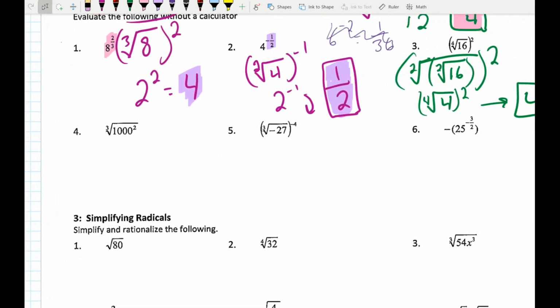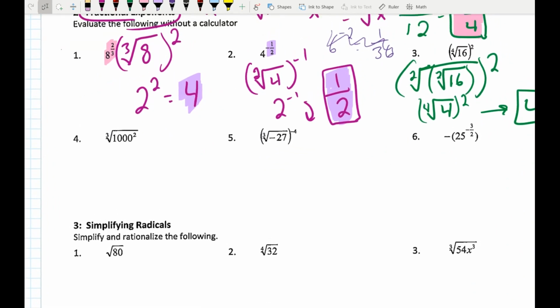Number 4 is the cube root of 1,000 squared. Now, I'm going to switch this order because the way it's written, it says do the squaring first, but I'm going to swap it out. So this is the same as if I said the cube root of 1,000 and then squared it. Why would I do that? Because the cube root of 1,000 is just 10. And then I can just square that to get 100 as my answer.